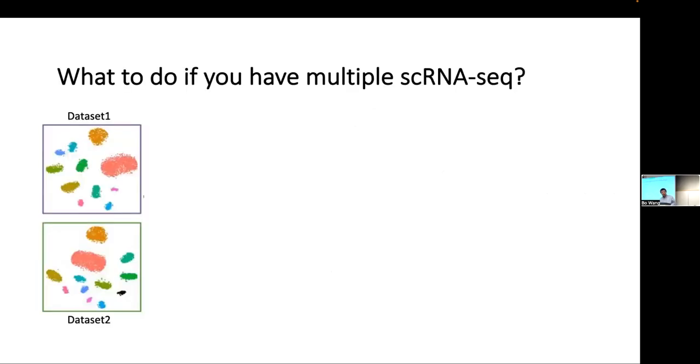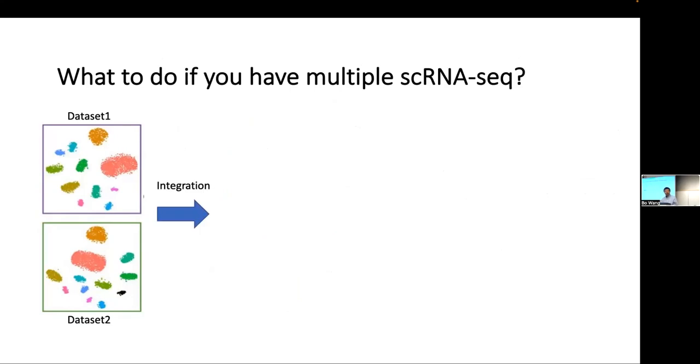And one very common problem biologists face is what to do if you have multiple single cell RNA-seq data sets. Let's say you have two single cell data sets. A natural task posed to many computational biologists is the integration problem. How do you integrate, let's say, two data sets of single cell RNA-seq?